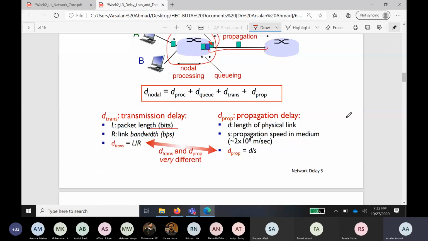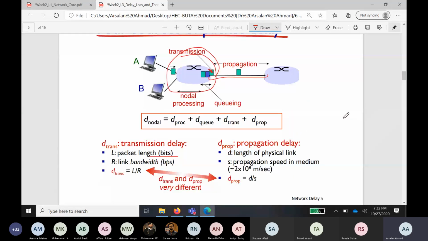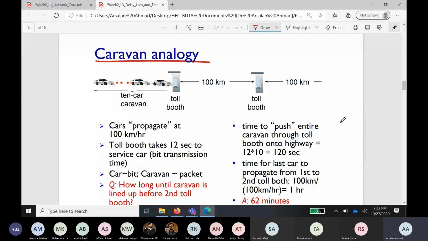if everyone is clear on transmission and propagation delay, in my experience of teaching this course, I should skip this caravan analogy because it usually confuses the students rather than clearing them up.